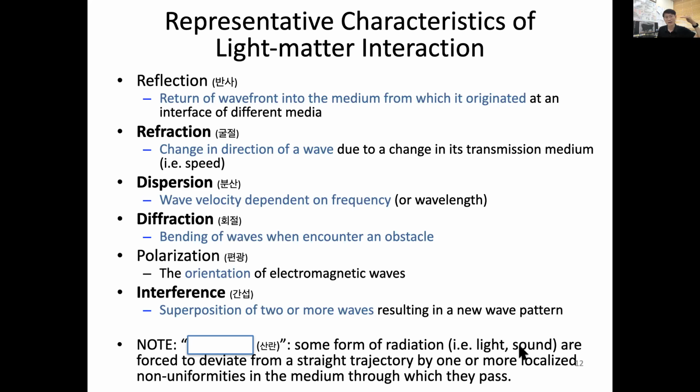They are propagating and are forced to deviate when they hit a particle, okay? From this straight trajectory, by one or more localized non-uniformities in the medium when they pass, they change direction. This phenomenon in general we call scattering. And scattering is a very, very fundamental characteristic of light when it encounters matter, okay?